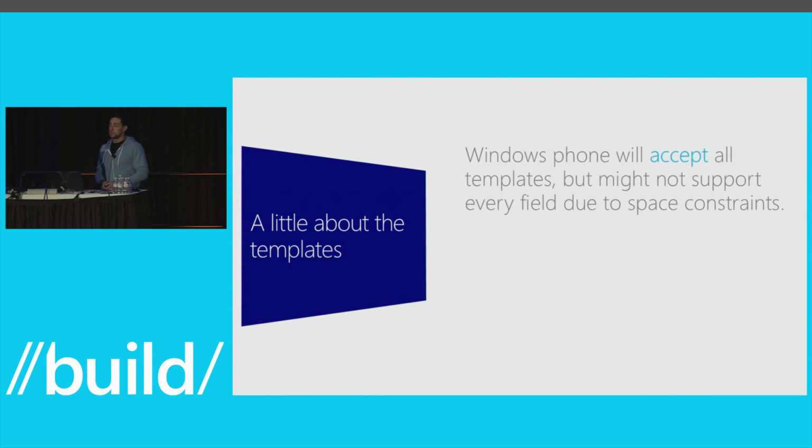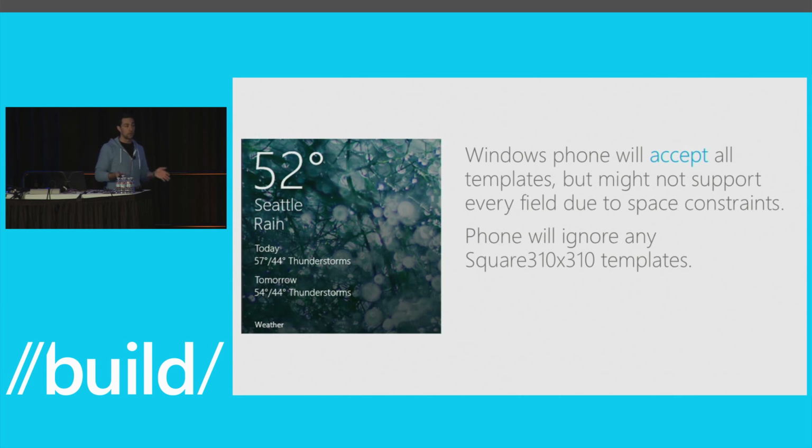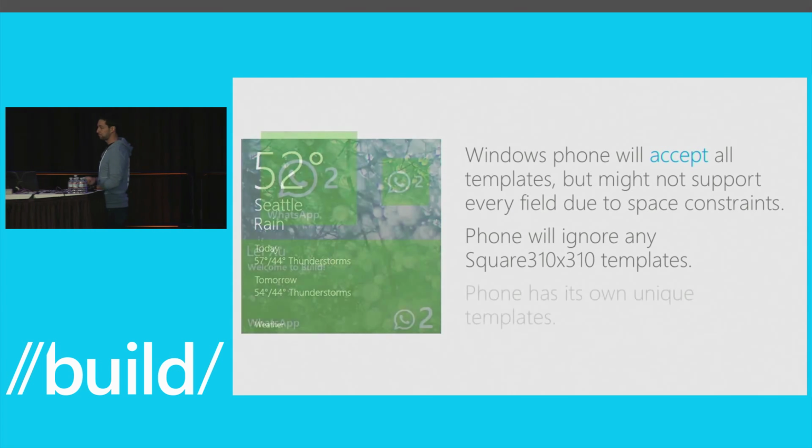So a little about those templates. Windows Phone will accept all of the templates. Windows has, I want to say, 72 of them in total, from square to wide to the large square. We'll accept the templates on phone, but won't exactly render every field due to space limitations. We ignore today the square 310 by 310. That's the huge template on Windows. You can send it, but Windows Phone won't support it this time.